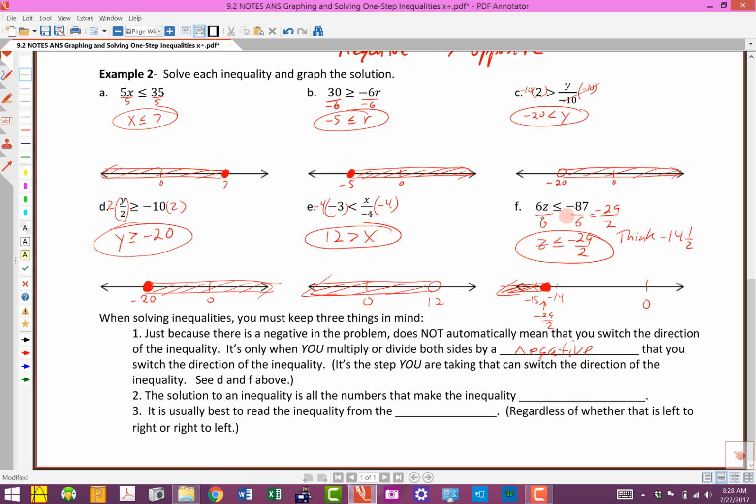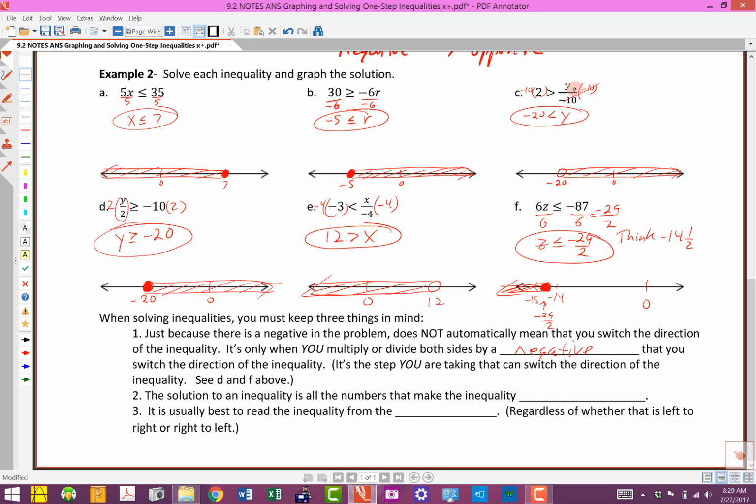On F, we divided both sides by a positive, and some people will freak out and say, oh my gosh, this answer is negative, I've got to switch the direction. That's not what happens. It's only when we multiply or divide both sides by a negative. It's the step we're taking. Like on this one, we multiplied both sides by a negative. On this one, we multiplied both sides by a negative. So that's what you've got to be careful of.